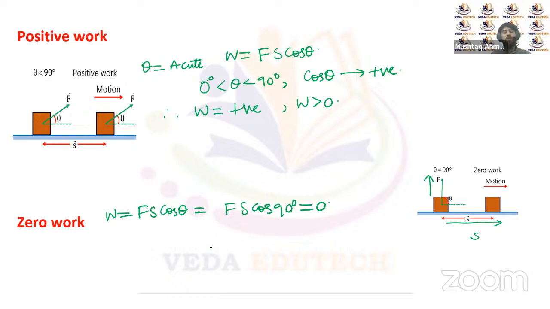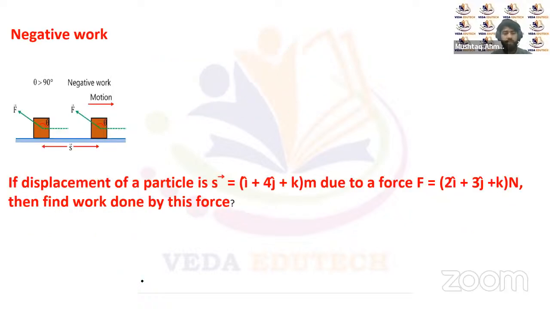Whenever displacement is normal or perpendicular to the external force, the work done has to be equal to 0. Whenever the force vector is normal to the displacement vector, the work done will be zero work. So positive work is possible when the angle between the force vector and the displacement vector is acute, that is, less than 90 degrees. And if the angle between them is 90 degrees, then the work done is equal to 0. Similarly, we can have a concept of negative work.